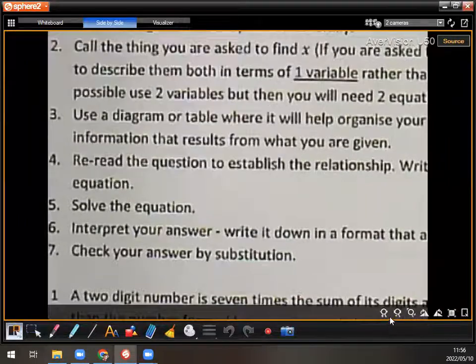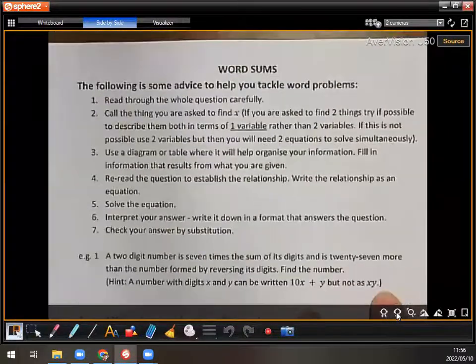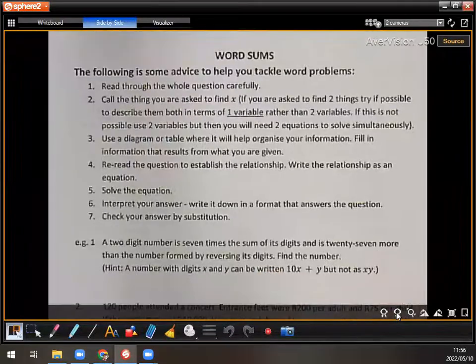And zoom out again. Okay, read through the whole question carefully. I think that's quite obvious, right? Don't try to attempt the question before you actually read through the whole thing. You definitely need to identify what they're actually asking you for, right? Because that is very important. If we're looking at point two, call the thing you are asked to find X. All right, so thing is a weird word to use. But the variable, the quantity, the speed, or the number, or whatever they ask you to find, you will call X.